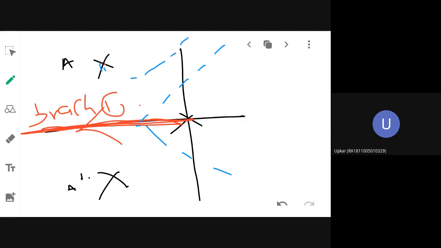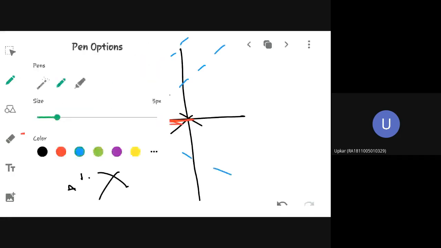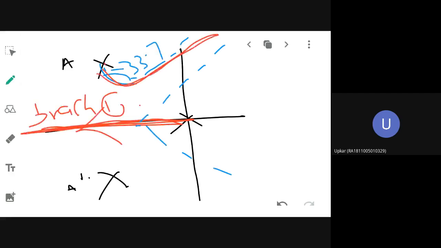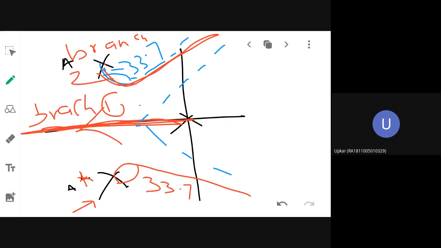This makes an angle of negative 33.7. This is branch number 2. Branch number 3 will be starting here, at A conjugate. Let me draw it with a different color. Again here I have to mark an angle, an opposite angle. So make an angle of 33.7 and make it parallel to this asymptote. You can see it running parallel. So this is branch number 3. Totally 3 branches you have drawn.